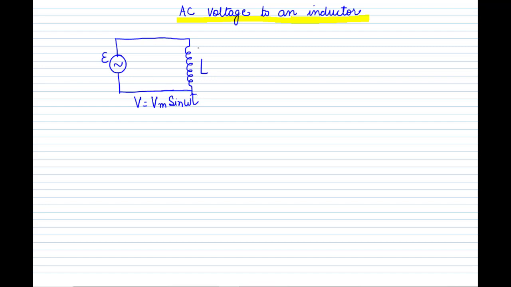There is a closed loop, so we can simply use Kirchhoff's loop rule. From Kirchhoff's loop rule, we have V, that is Vm sin omega t, minus L di upon dt equal to 0, because there is a voltage drop across the inductor, given by L di upon dt. Here L is the self-inductance. So this is the equation we get from Kirchhoff's loop rule.